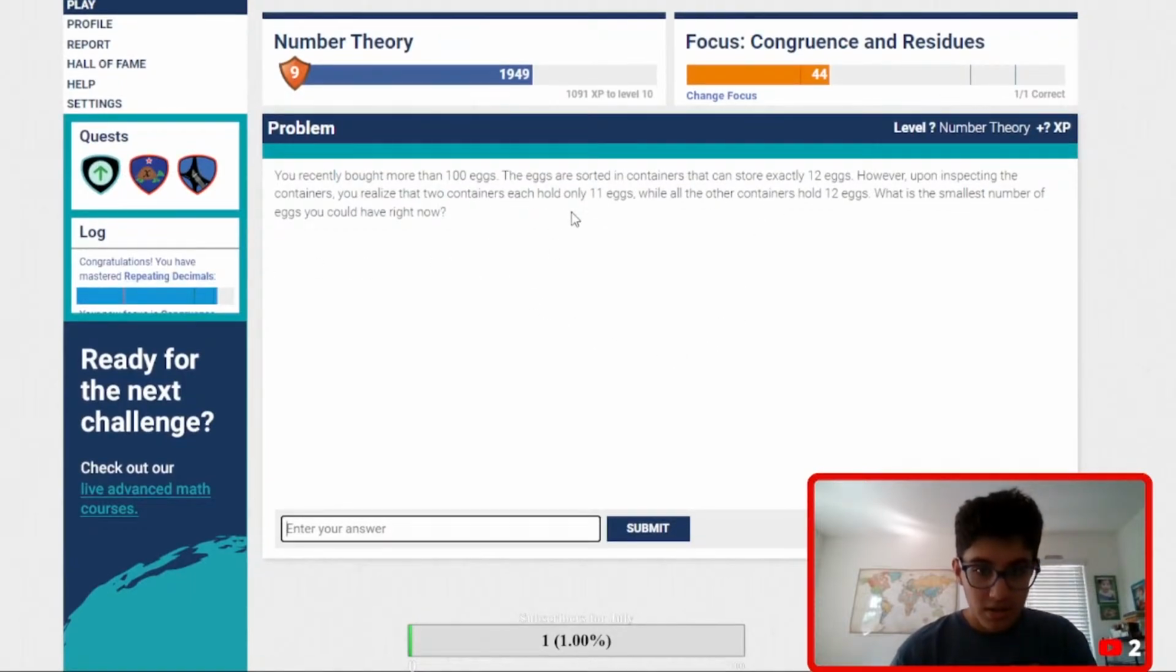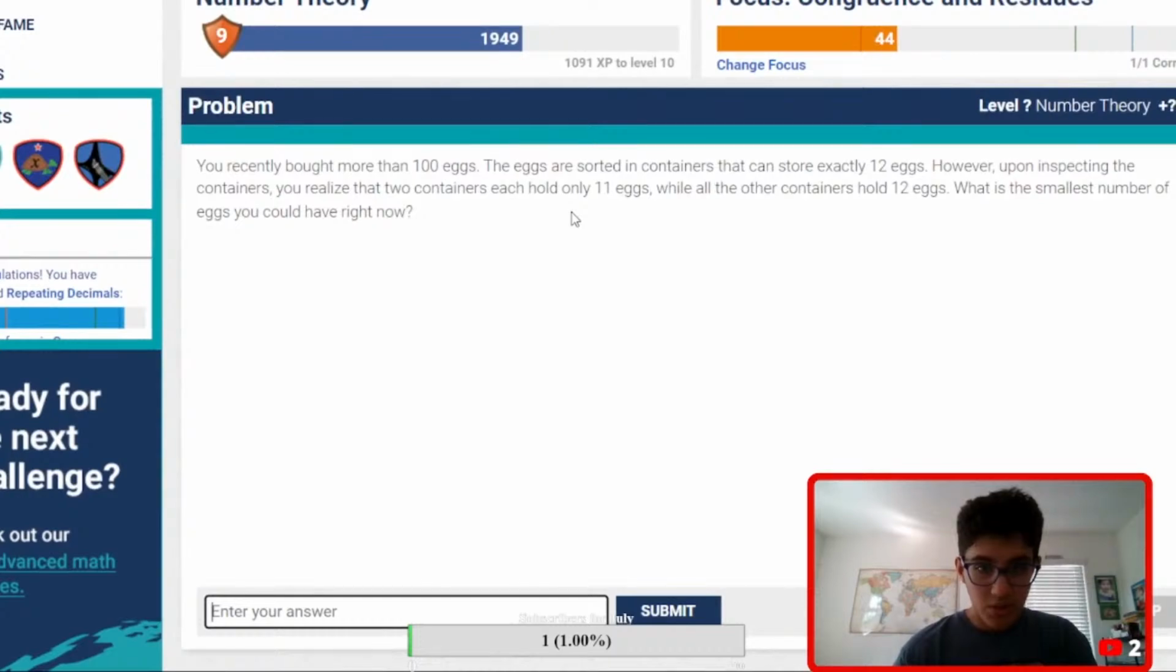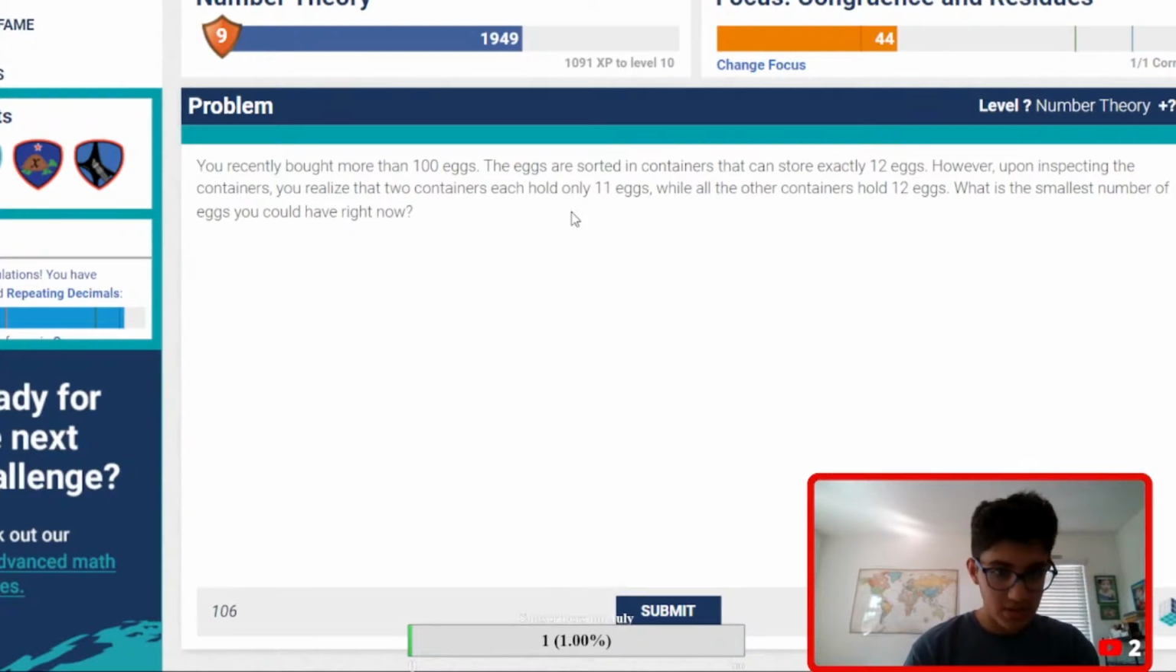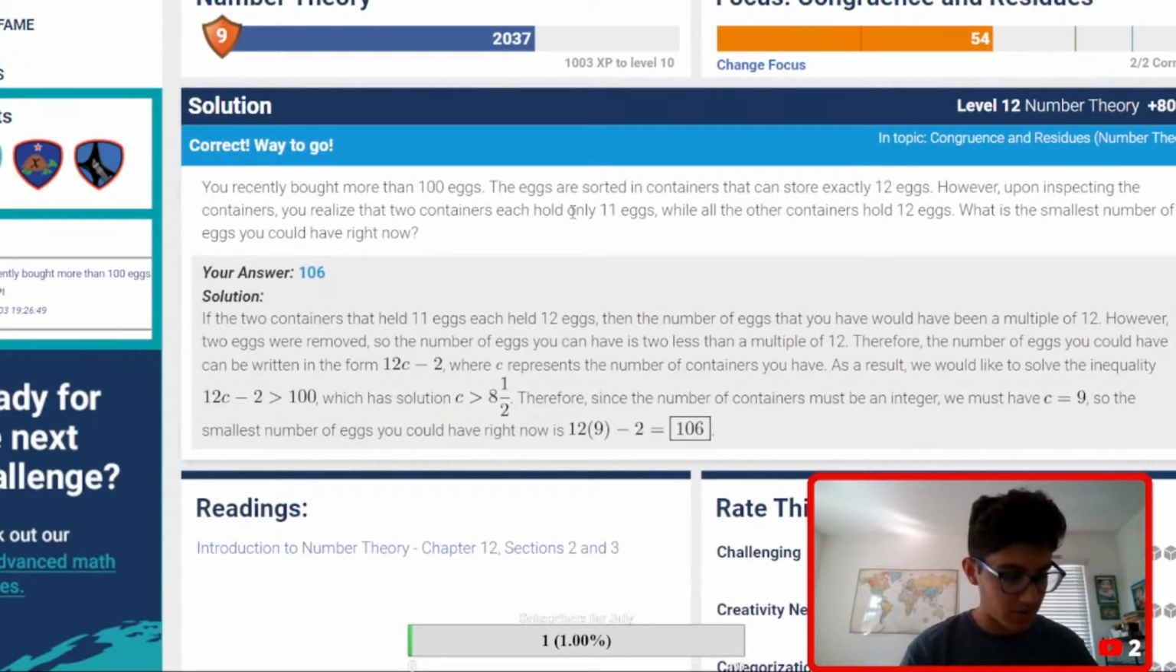So this one now. You recently bought more than 100 eggs. They're sorted in containers that can store exactly 12. Two containers each only hold 12. So it's basically a multiple of 12 minus 2. So the first multiple of 12 will be 108 minus 2. So it should be 106, I think. What is the smallest number of eggs? Because it's more than 100, right? Okay, I'll put it in. Let's see. Yeah, perfect.